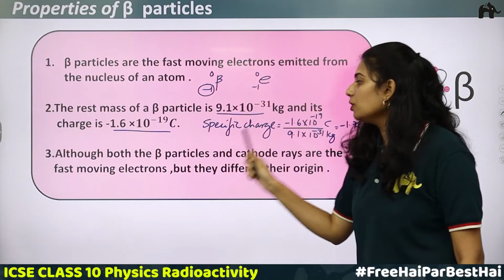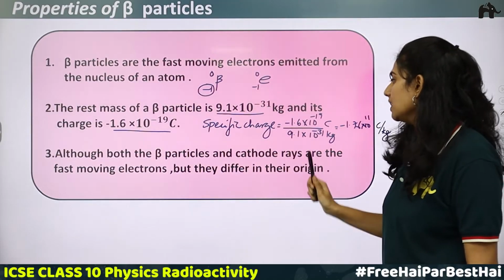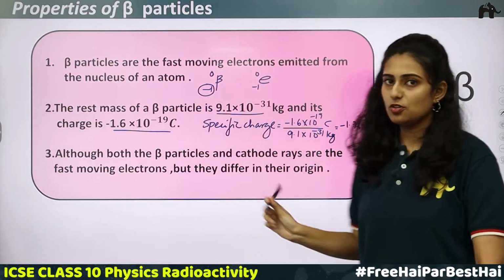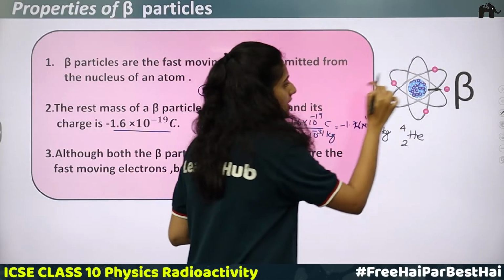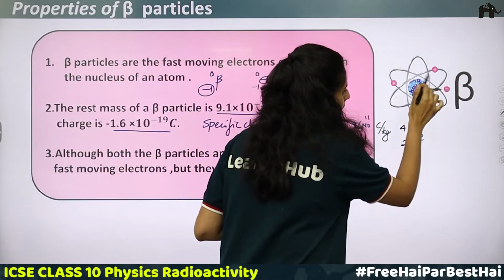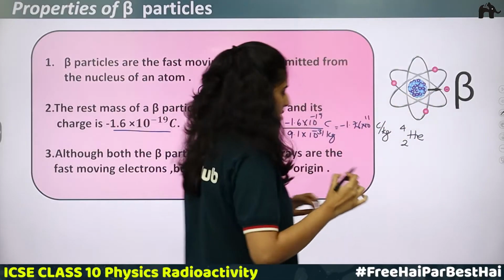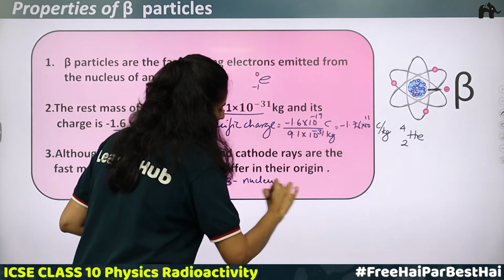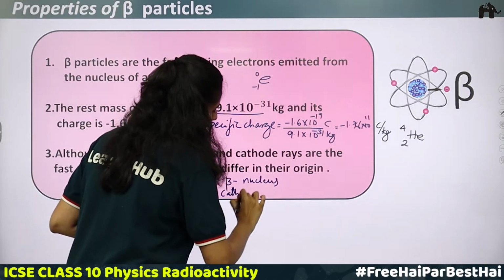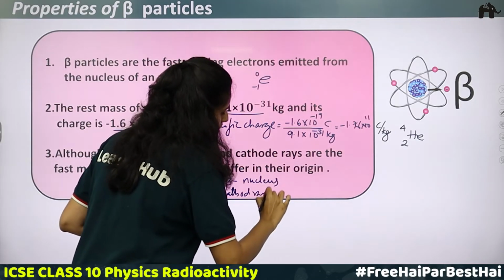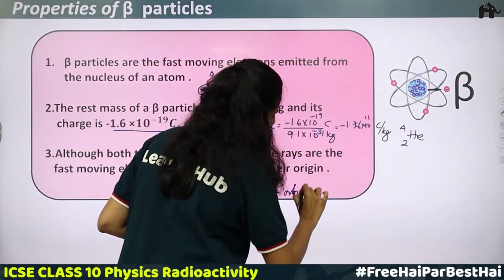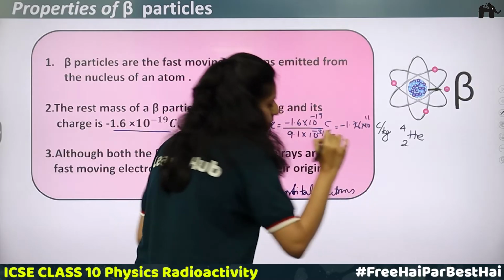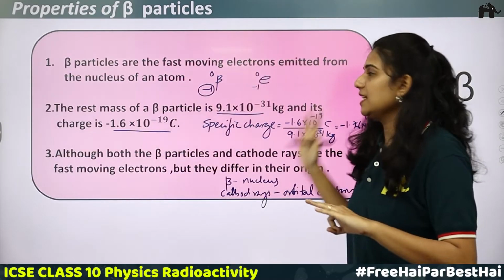Next, although both the beta particles and cathode rays are fast moving electrons, they differ in their origin. We can see that the beta particles are originating from the nucleus of an atom. What about cathode rays? Cathode rays are originating from the orbital electrons itself. So we got three properties of beta particles.